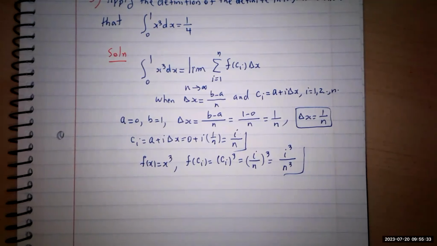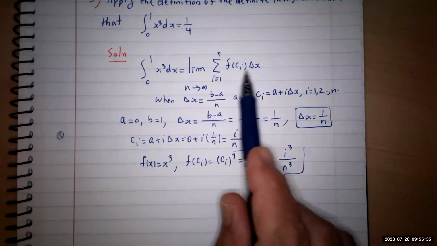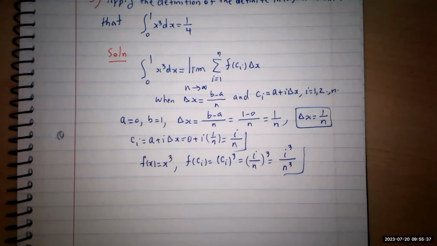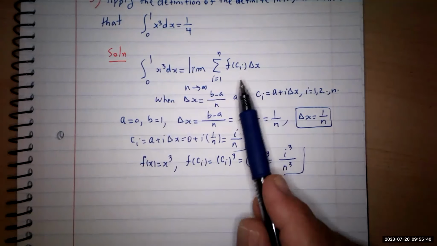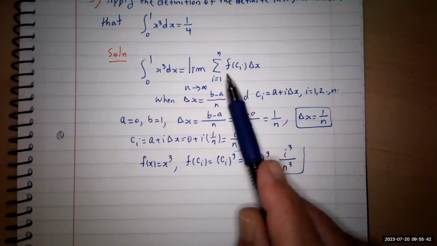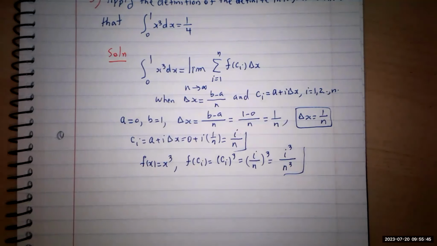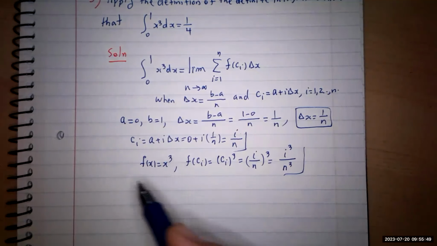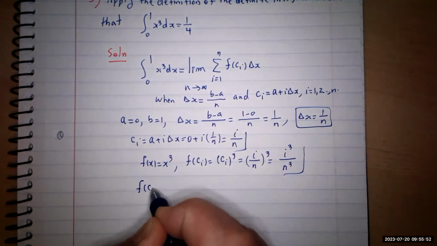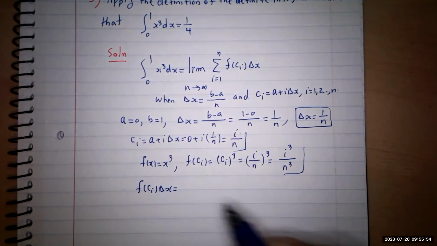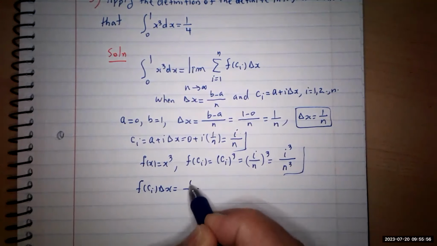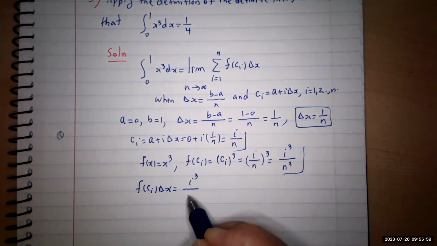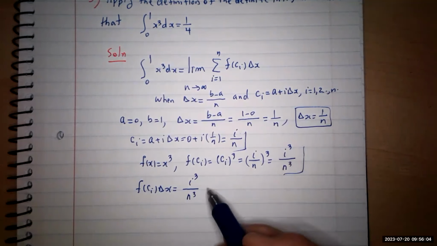Any question? Next, f of c_i delta x. You can do all of them at once, but this is the way I prefer. I prefer to simplify everything first, then go back inside that sigma form. So I'm going to bring f of c_i delta x. f of c_i is i cubed over n cubed, times delta x. What's delta x? Delta x is 1 over n.